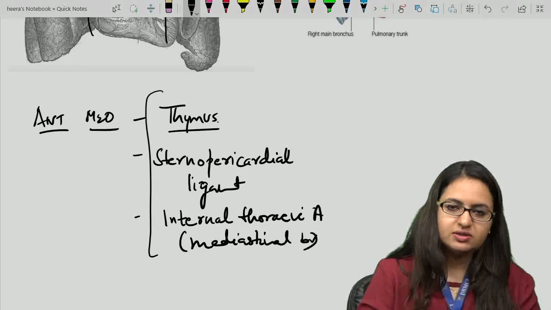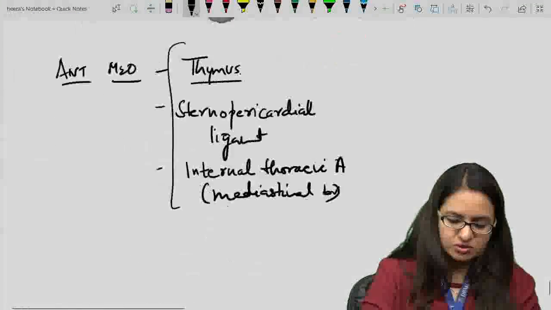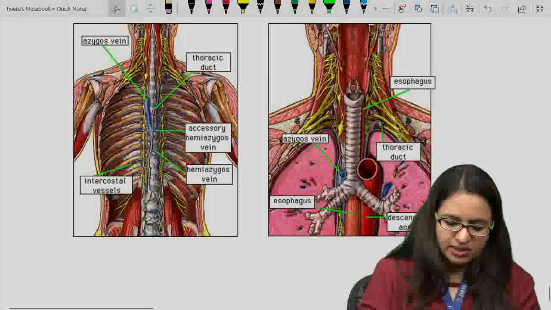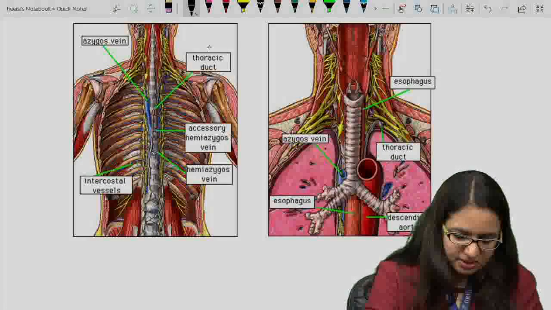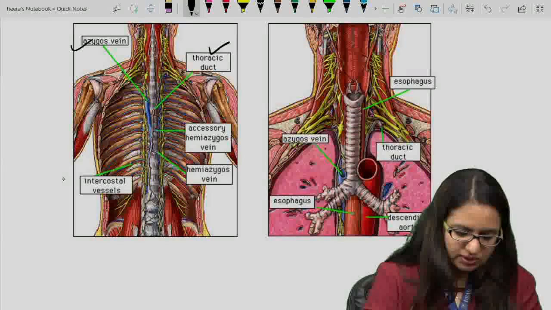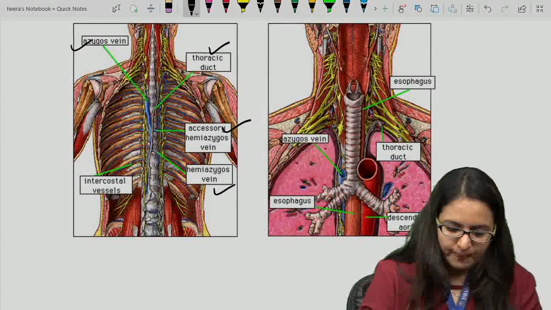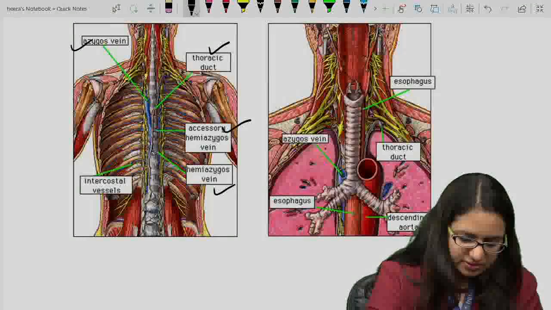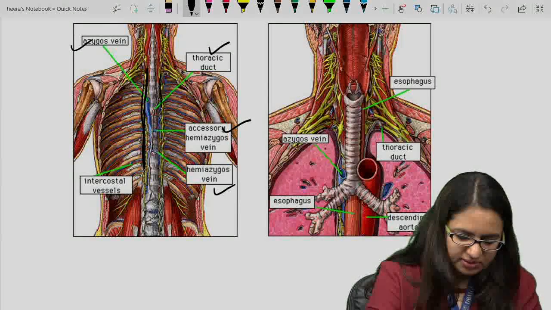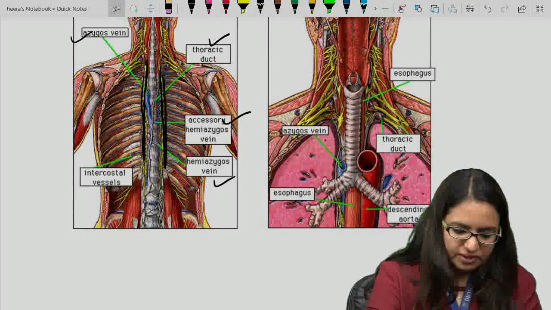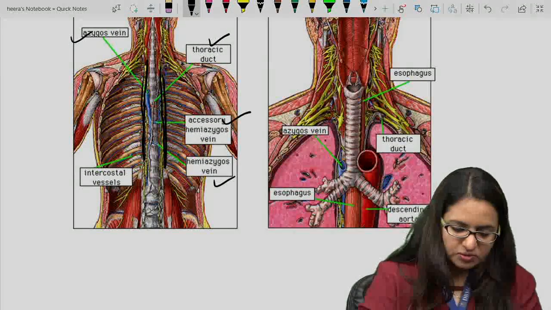If you visualize the posterior mediastinum, the structures present towards the posterior side are mainly the thoracic duct, azygous vein, accessory hemiazygous vein and hemiazygous vein. Along with that we can see the sympathetic trunk running on either side of the vertebral column, and the esophagus running towards the most posterior side.